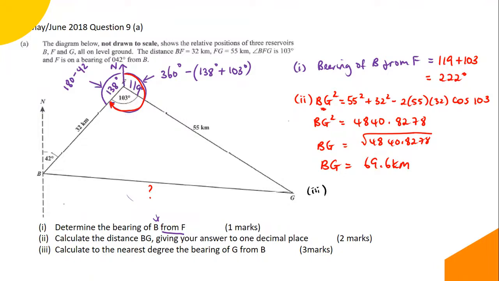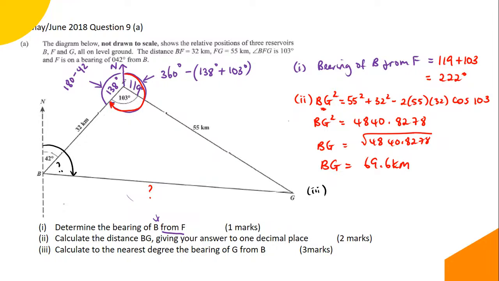Okay, moving on to part 3 now, which is the final question in this tutorial. Right, we have done very well. So calculate to the nearest degree the bearing of G from B. Okay, from B. So you just have your north here. So it's from B and you're going all the way down to G. So we just need to find out this missing angle and we can add these two angles, okay?